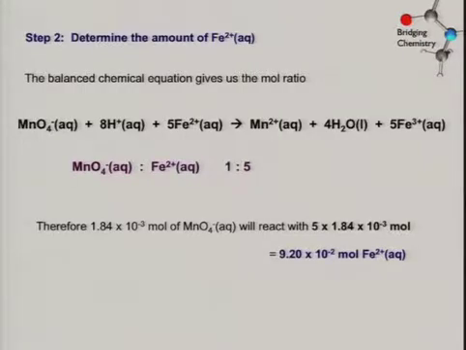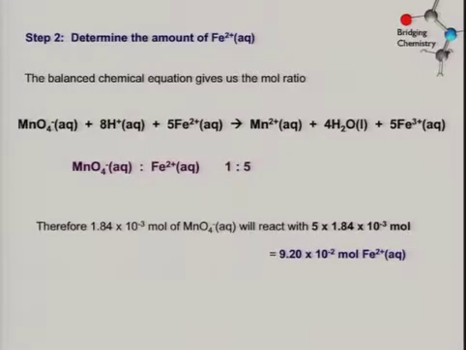And so if the amount of permanganate that reacts is 1.84 times 10 to the negative 3 moles, then that must react with 5 times that much iron before it reaches the equivalence point. And so the amount of iron that must have been present is 9.2 times 10 to the negative 2 moles. Right? That must be the amount of iron that was in your little flask.